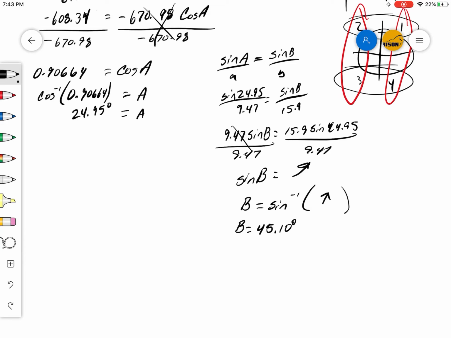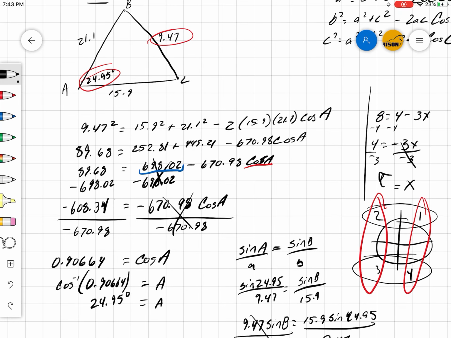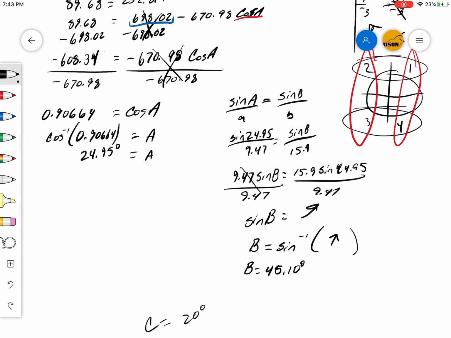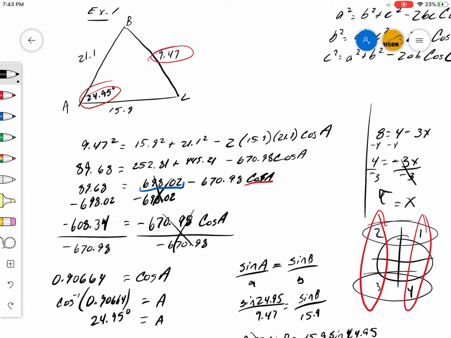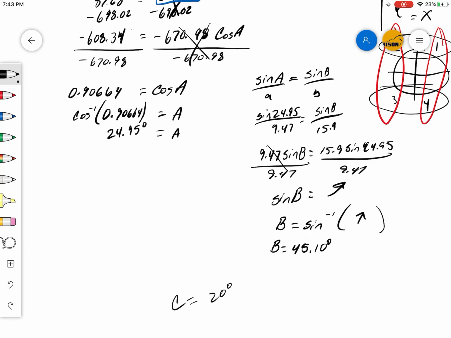134.89 could be another one, but let's think about it. 134.89, if I add the 24.95 to it, would give me 159. And if I subtract, that leaves my third angle being only 20 degrees. For that would be angle C. Look up here at my picture. So you don't always have to go through this whole process. You can just think it through in your head. The second triangle would output me angle C being 20 degrees. Side C is the biggest side on the triangle, so it's absolutely no way that it could work.